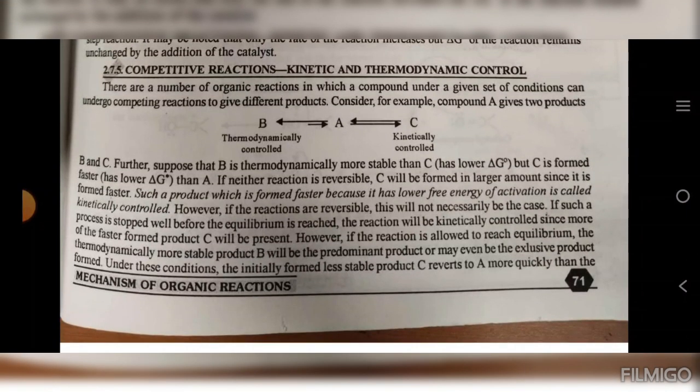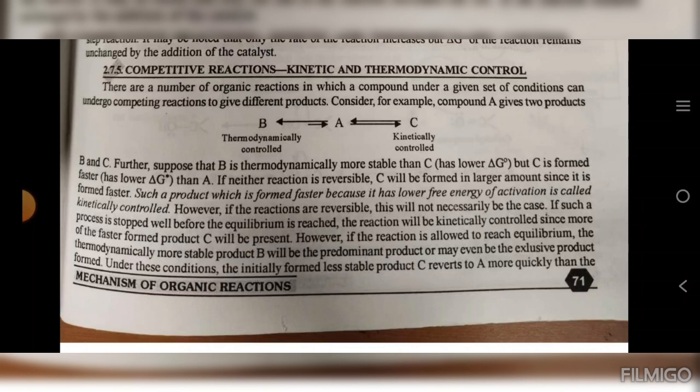Competitive reactions, kinetic and thermodynamic control. There are a number of organic reactions in which a compound under a given set of conditions can undergo competing reactions to give different products. Consider, for example, compound A that gives two products, B (thermodynamically controlled) and C (kinetically controlled). Further, suppose that B is thermodynamically more stable than C, but C is formed faster than B.